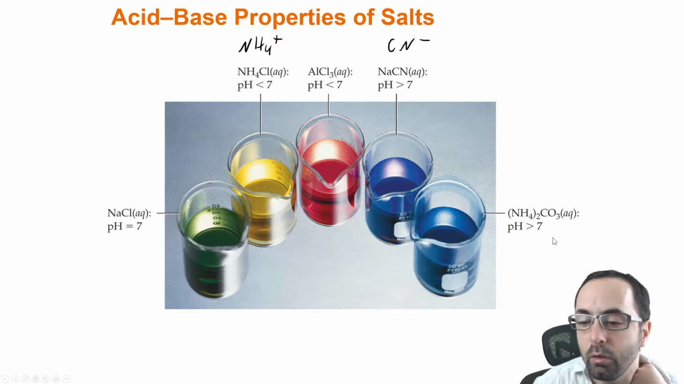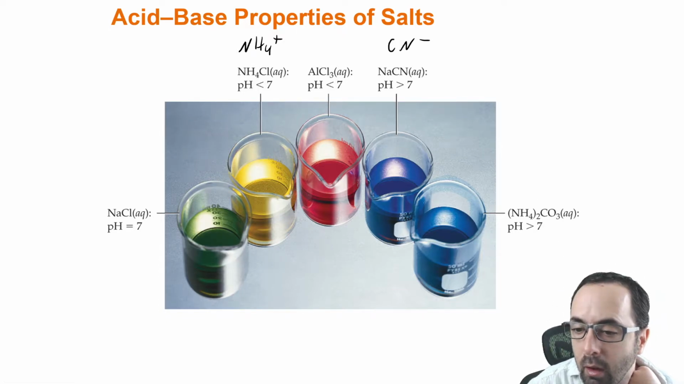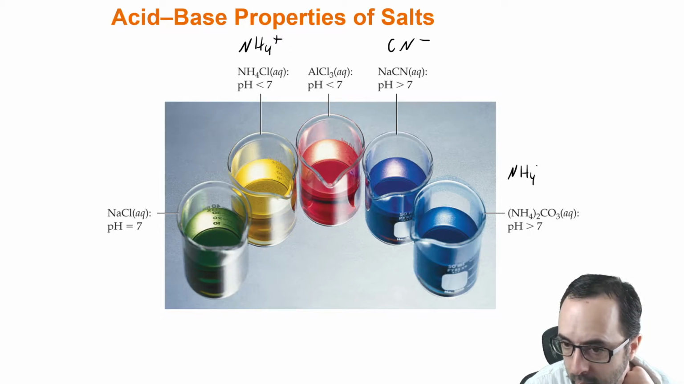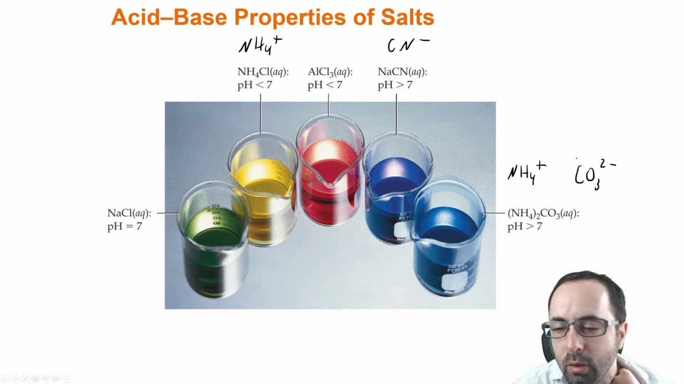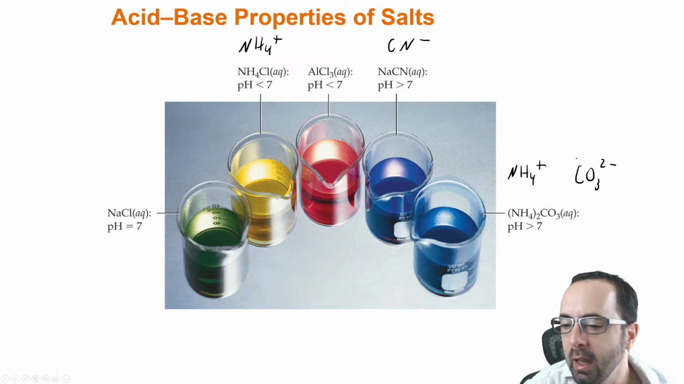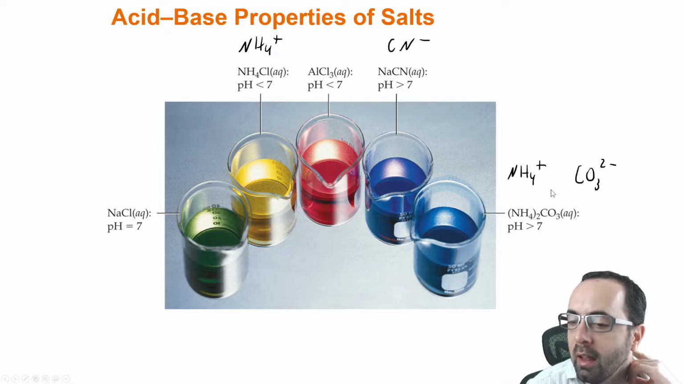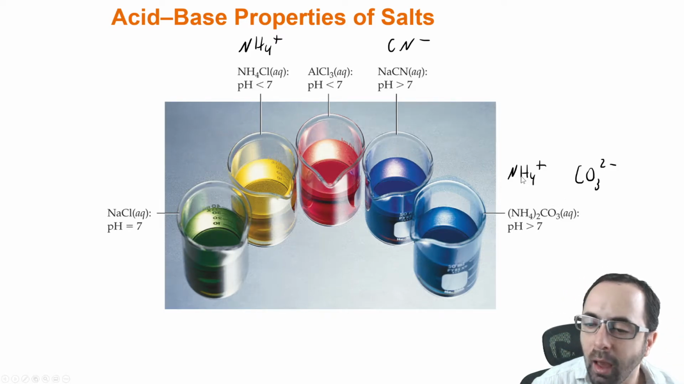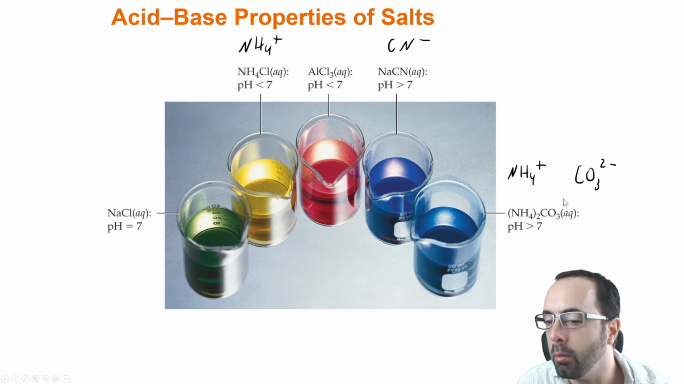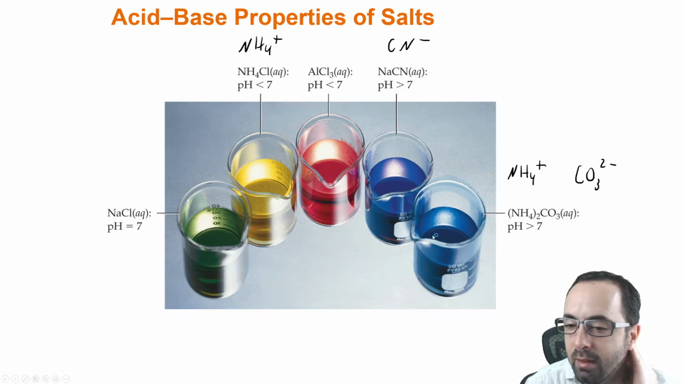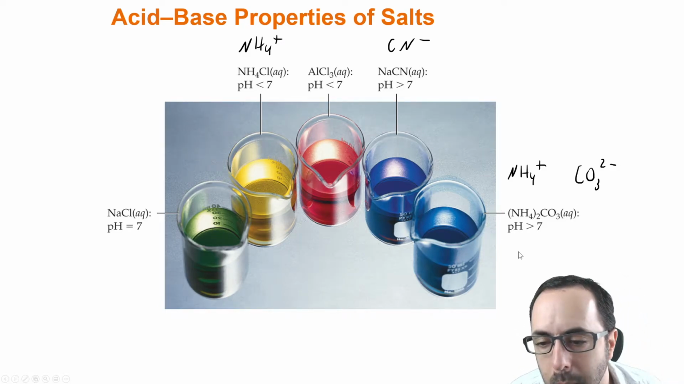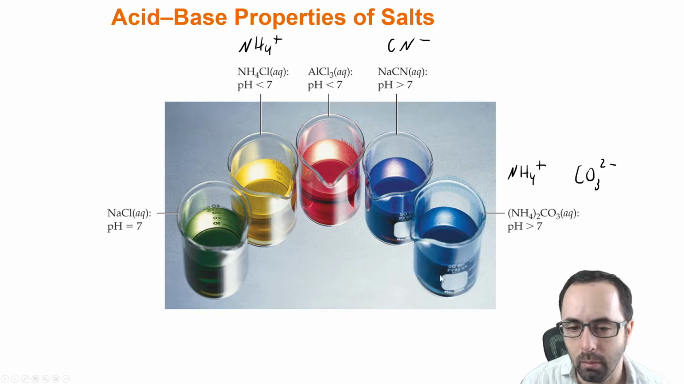And then this solution here has a mixture of an acidic cation, NH4 plus, which is acidic, and a basic anion, carbonate ion, which can act as a base, as we'll see. And so the pH in a solution that has both an acid portion and a basic portion will depend on how strong is the acid portion compared to how strong is the basic portion as a base. And so we'd have to compare the acidity of the acid versus the basicity of the base to determine the pH.